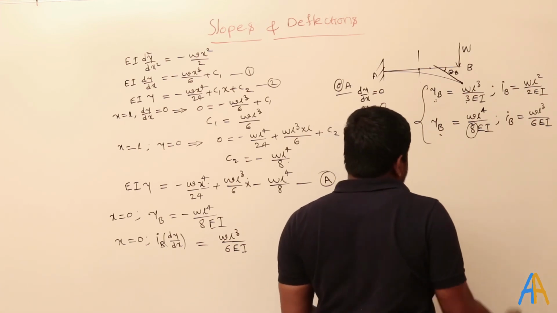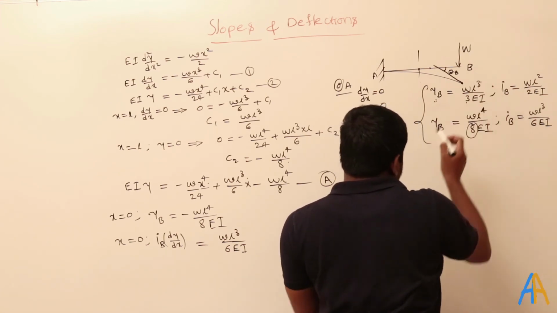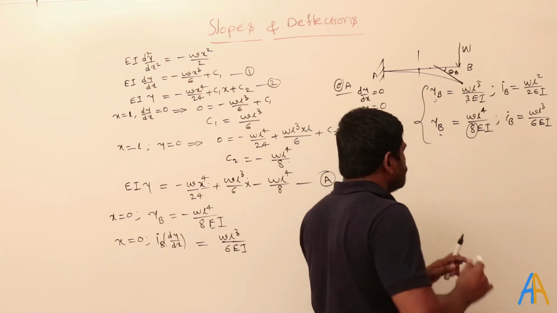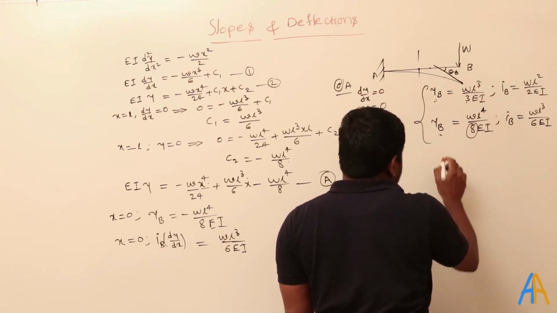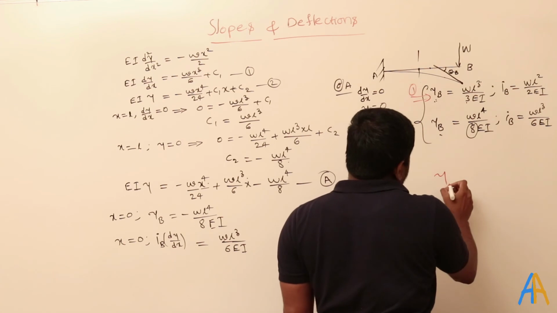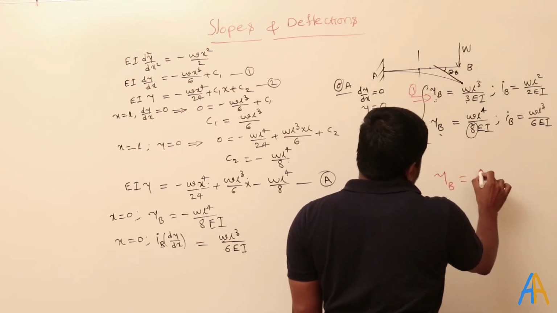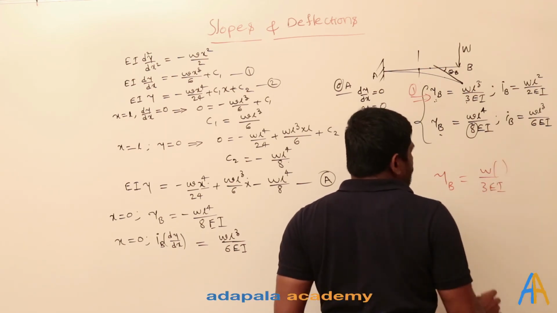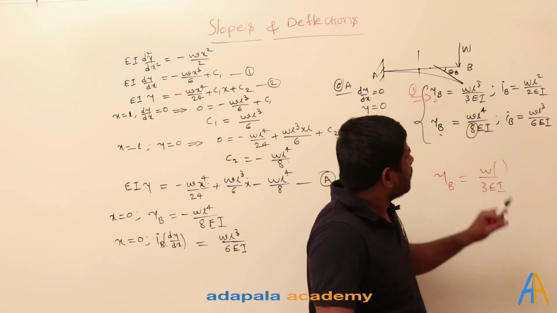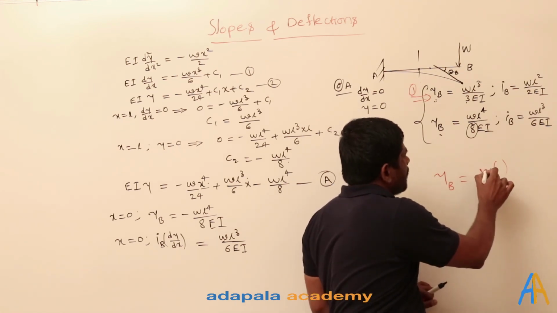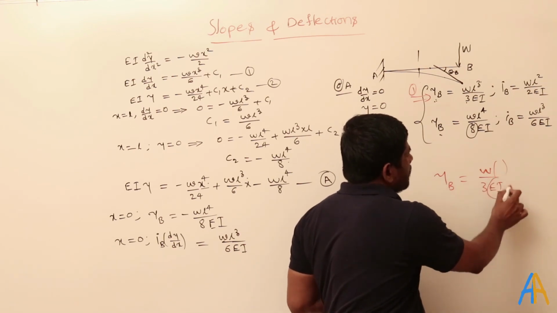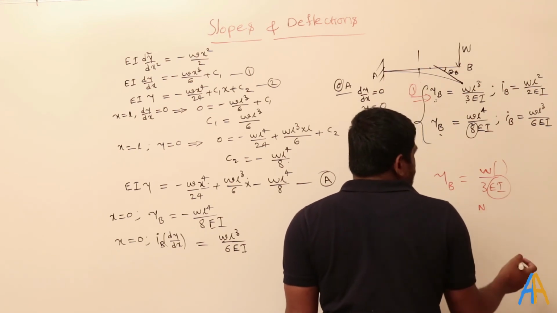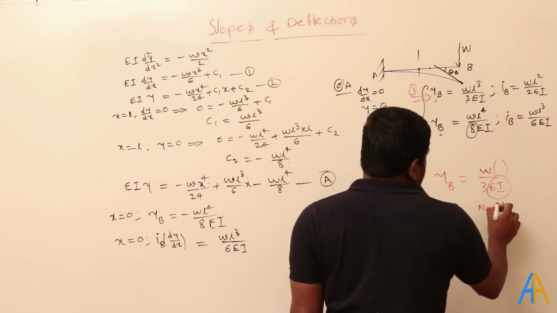And one more thing, you may get confused between L power 3 and L power 4 between these two. For example, for this particular case 1, you remembered yB equals capital W by 3EI, and you are not sure of the L value, L square, L cube, you don't know that. But this is the first case, capital W. Capital W means Newton. Okay, what is the dimension of EI? The dimension of EI is Newton per meter square into meter power 4. That means Newton meter square. This is the dimension of that.